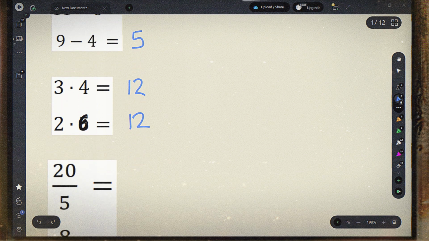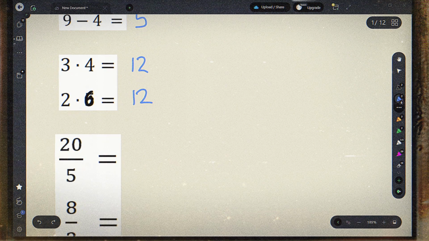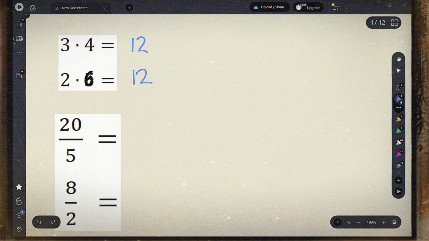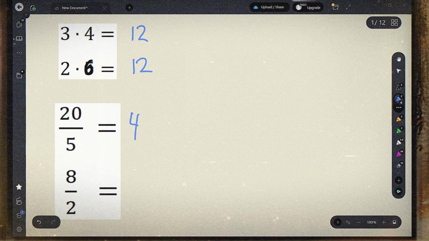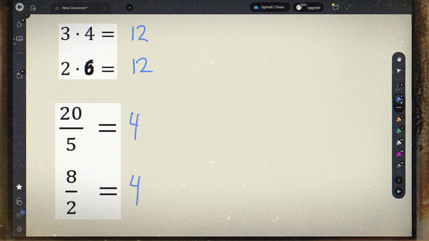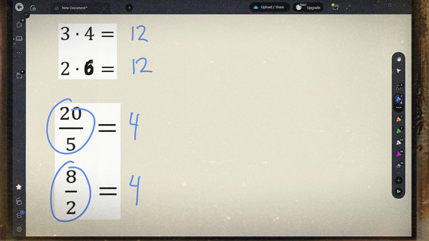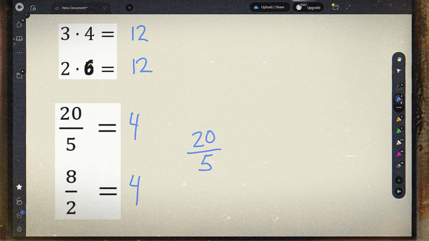Okay, and what comes next is division. And when we have a fraction, that's what we're doing. We're dividing. So now we're looking at fractions and we're dividing. Okay, so the first one, 20 divided by 5, the answer is a 4. 8 divided by 2 is also a 4. So that means these two fractions are equivalent. So if I were to write this out, I could write the fraction 20 over 5 is equal to the fraction 8 over 2. And both of those are equal to 4.